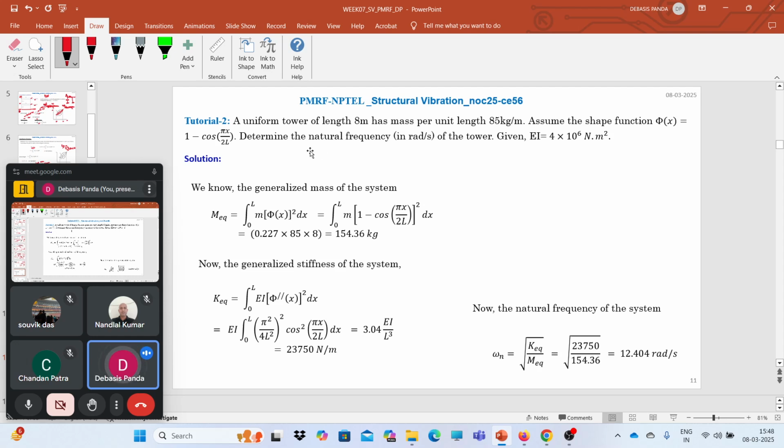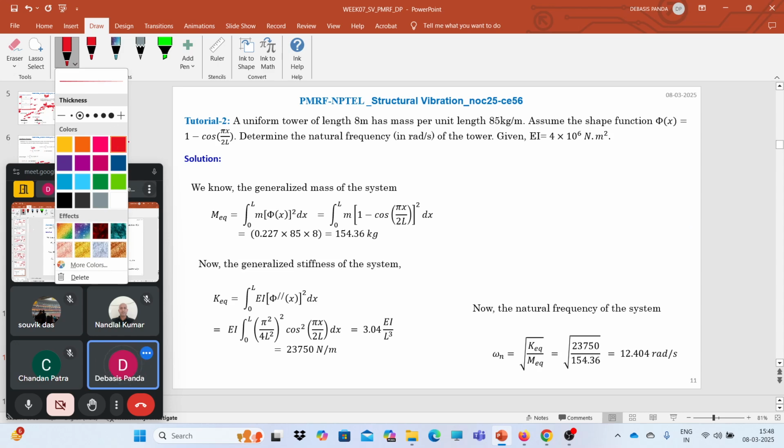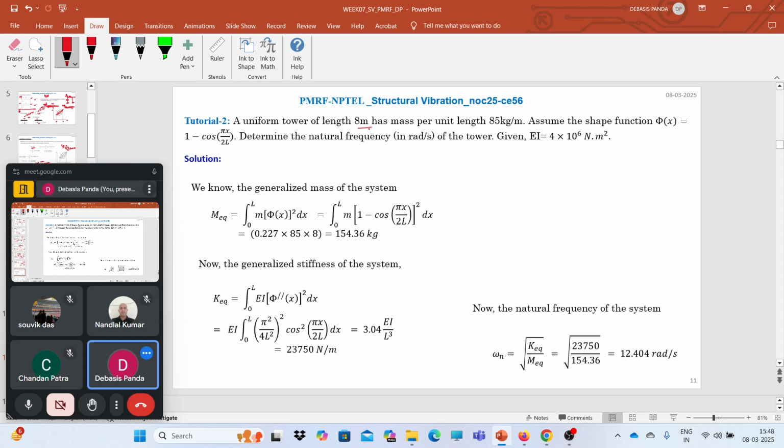Say here we have a uniform tower of length L, 8 meter, with a mass per unit length of 85 kg per meter. Assume the shape function 1 minus cos(pi x by 2L). Determine the natural frequency of the tower, given EI is 4 into 10 to the power 6 Newton meter square. So how can we do that? Now we have the idea of the equivalent mass and equivalent stiffness. If we can calculate the equivalent mass and equivalent stiffness, we can easily calculate the natural frequency of this system.